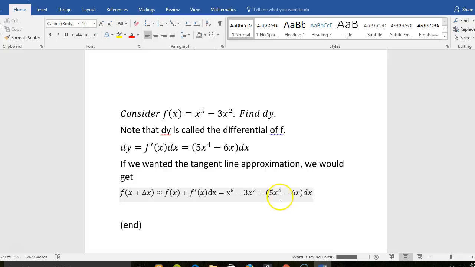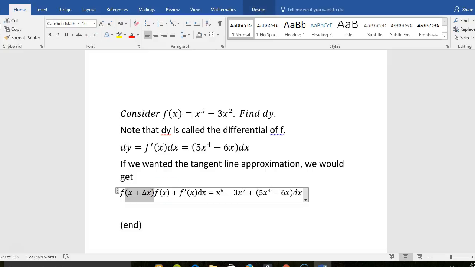I could go ahead and distribute this. I could get x to the fifth minus 3x squared and drop the parentheses and put plus 5x to the fourth dx and then minus 6x dx, but I won't bother, okay? Here it is. So now the tangent line approximation would just be, well, this is correct. It's just this guy right here. The tangent line, we would get this guy right here.